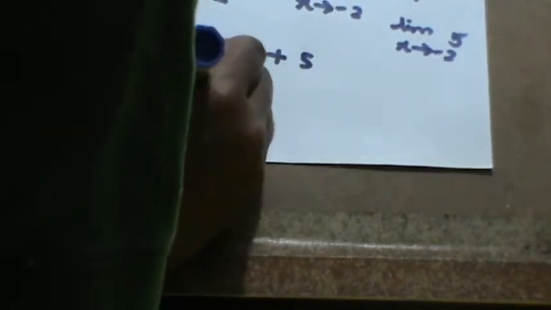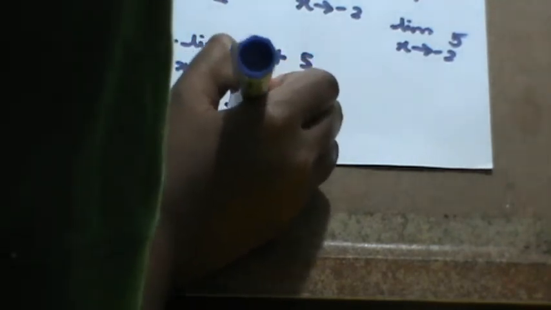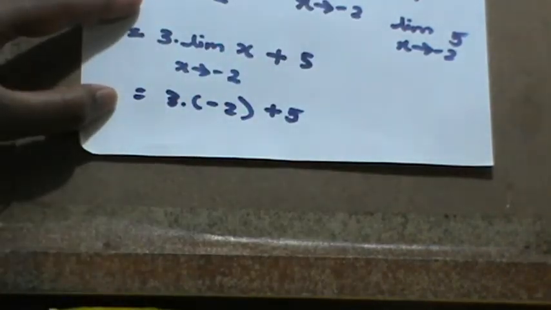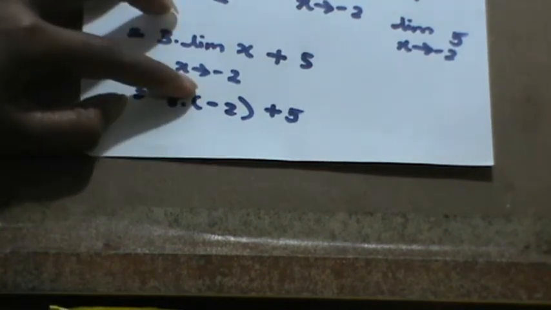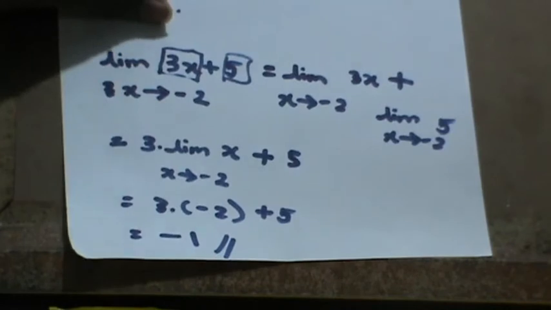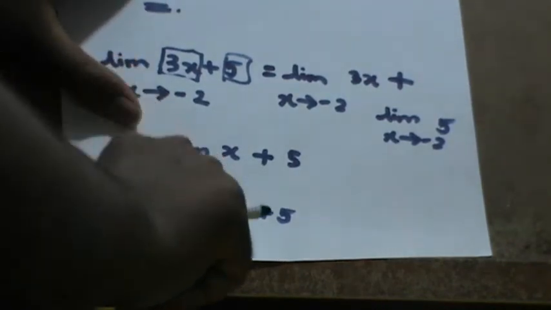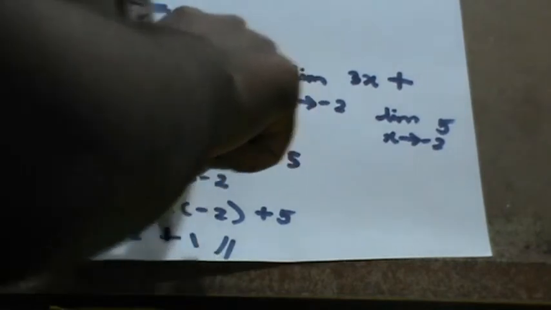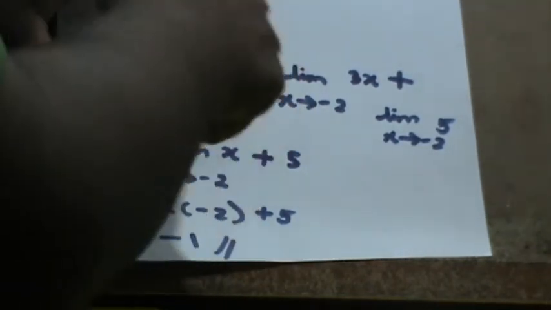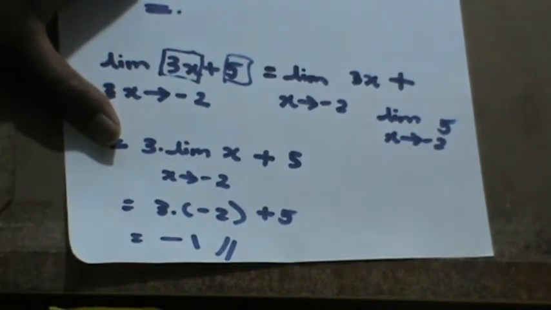So this will be equal to 3 times minus 2 plus 5. 3 times minus 2 is minus 6, and minus 6 plus 5 is minus 1. So the limit of 3x plus 5 when x goes to minus 2 is equal to minus 1. When x approaches minus 2, 3x plus 5 approaches minus 1. Alright, so let's take another example in which we have a power to solve.